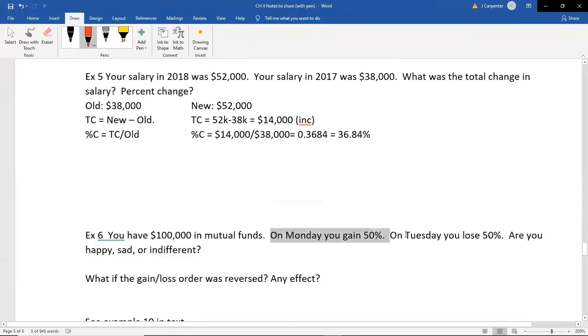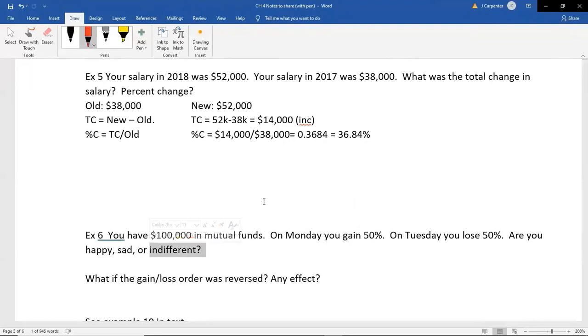And on Tuesday, all those people that pumped into the stock are now dumping, which drags the value back down. So on Tuesday, you lose 50%. Are you happy, sad, or indifferent? Most people will instinctively say indifferent because, oh, I gained 50%, I lost 50%, I'm back to normal. That means I got my $100,000. I'm fine. Why do I care? It was nice. On Monday, I had a lot more money, but at least now I still have as much.